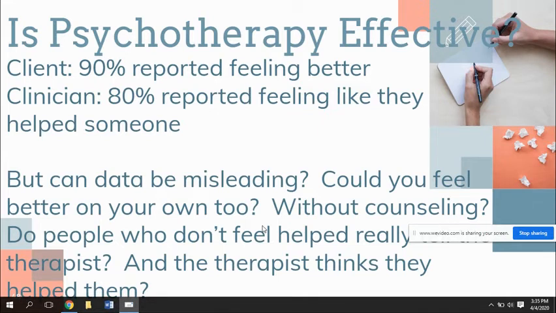And then, is it effective? About 90% of people reported feeling better after therapy, and about 80% of therapists believe that their people got better. But then it's like, well, can the data be misleading? Could 90% of those people have gotten better over time, even if they had never gone to therapy? Or that 80% of therapists who think their people improved, did they all improve? If the person quit coming, did they ever really tell them why? Sometimes you just say thank you and leave, and you don't really tell the person, so they never know.